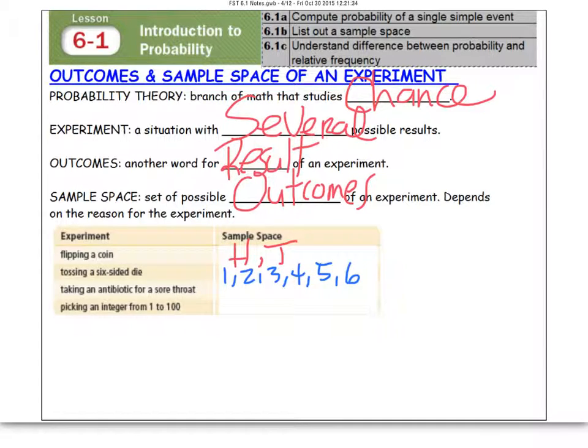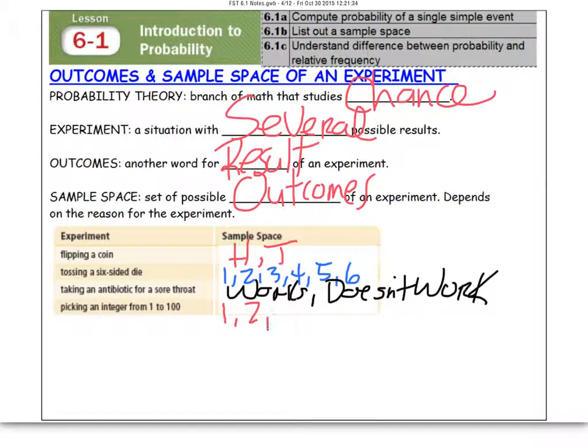A third example would be, what if you're taking an antibiotic for a sore throat? Your possible sample spaces are it works or it doesn't work. And then the last one here is, what about picking an integer from 1 to 100? That sample space would be the number 1, 2, 3, continuing on up to 100, so 99, and then 100 would be all those values.